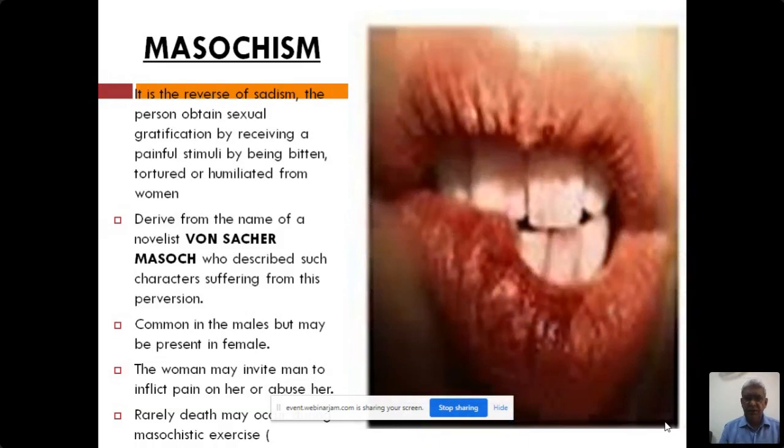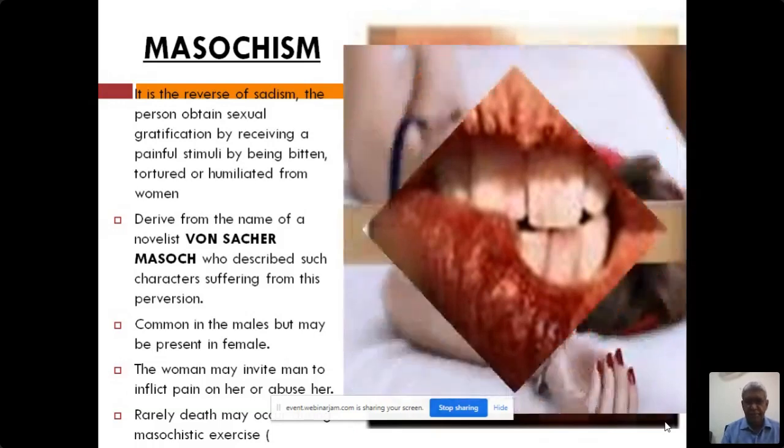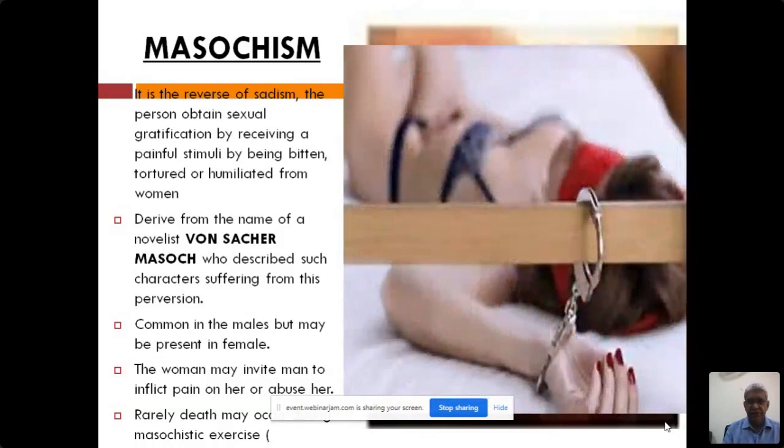This is an example which is very common among our age group, among our society, which is said to be lip biting, by pressing their lips between their teeth, particularly in situations of distress. Another example of masochism is gratification being received by applying some grips or being arrested.